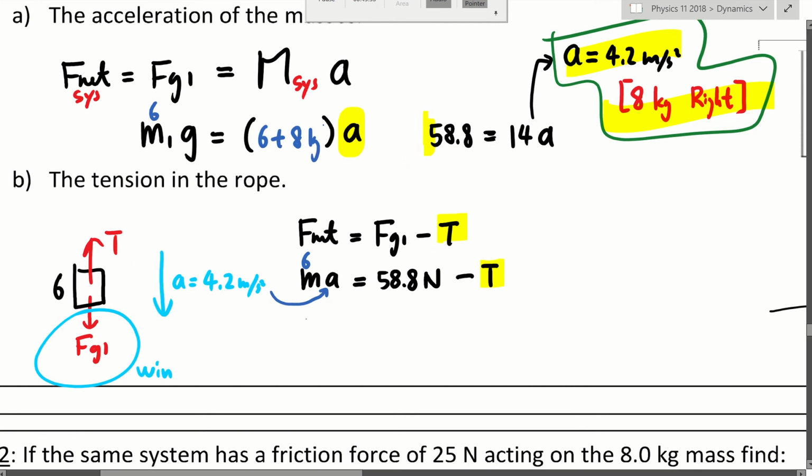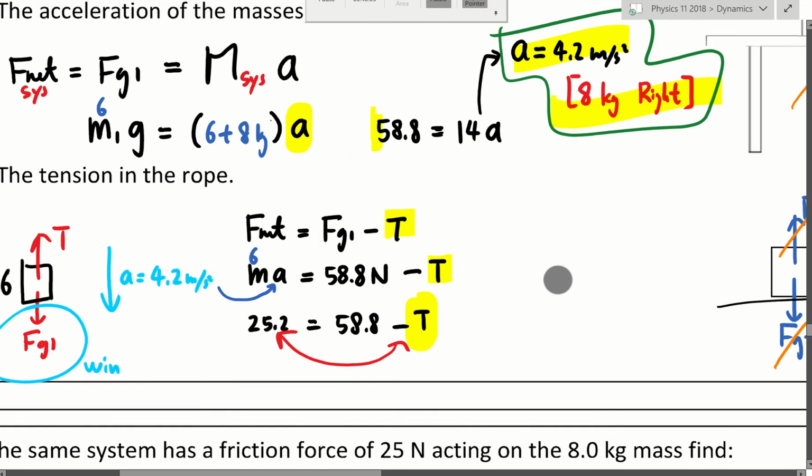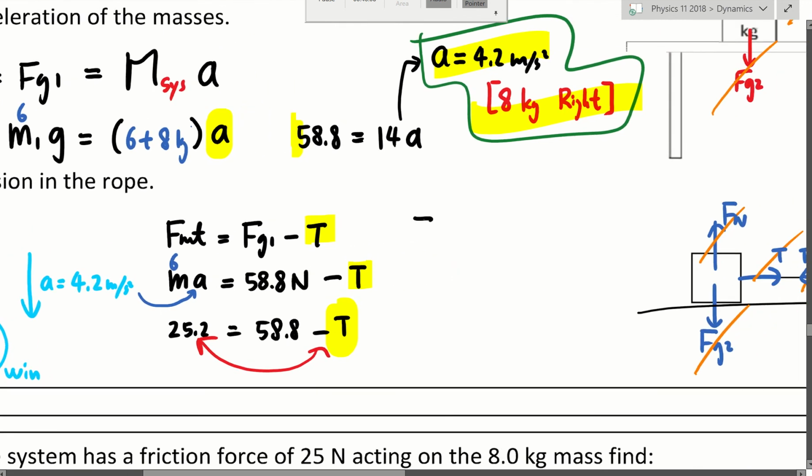25.2. All right. Now, let me do this one in a bit more detail than usual. So how do you get to this tension? I would move that to here and swap it with the 25.2. So in my head, it becomes tension equals 58.8 minus 25.2. Tension is done. Okay, so tension is about 33.6 Newton. Done.